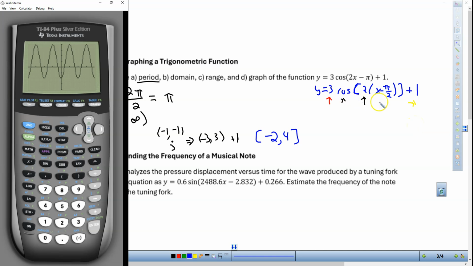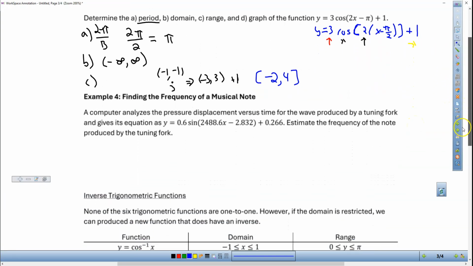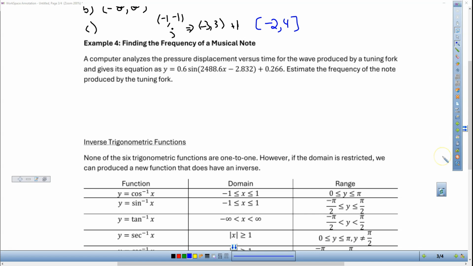All right, let's apply this again now with another example. Let's find the frequency of a musical note. In this example, a computer analyzes the pressure displacement versus time for the wave produced by a tuning fork and gives this equation as y equals 0.6 sine parentheses 2488.6 x minus 2.832 and parentheses plus 0.266. And what we want to do with this is estimate the frequency of the note produced by the tuning fork.